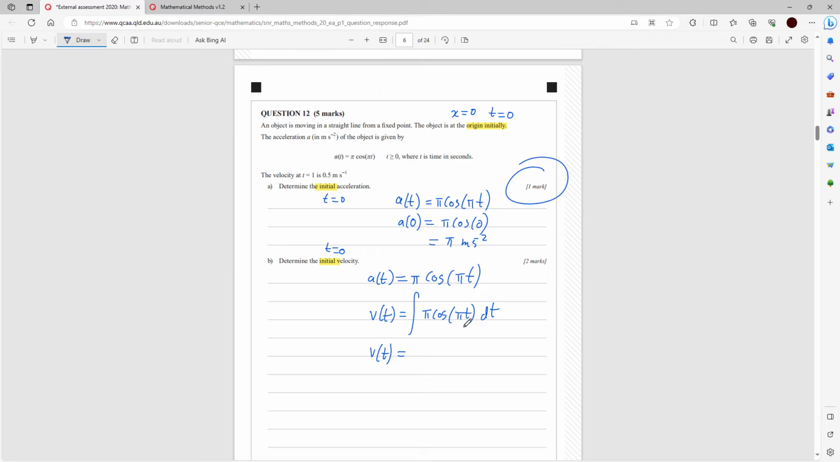When integrating this, divide by the derivative of our inside function. The derivative of pi t would be pi, so that pi would cancel out. And if you integrate cos, it turns into sine. So the answer should be sine of pi t plus c.